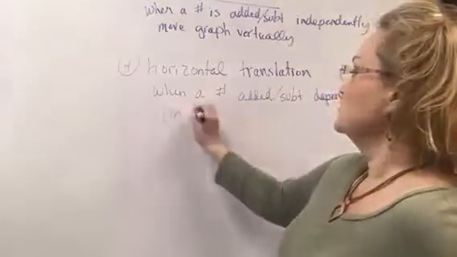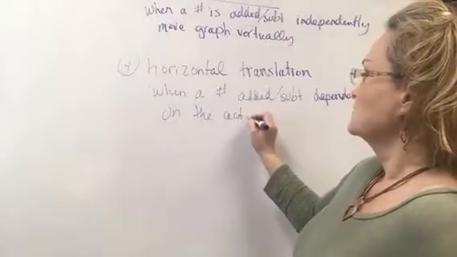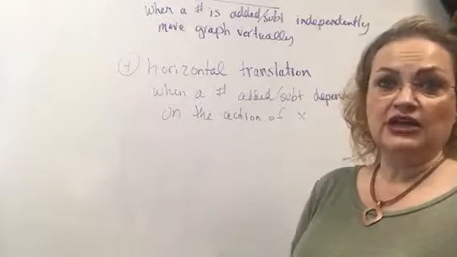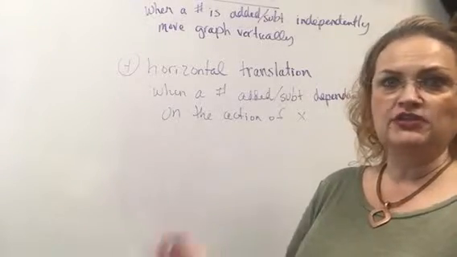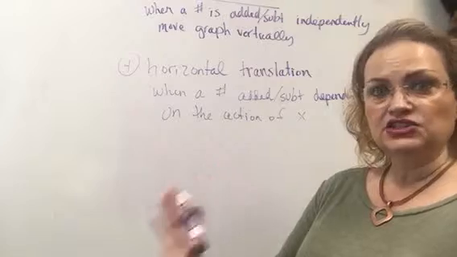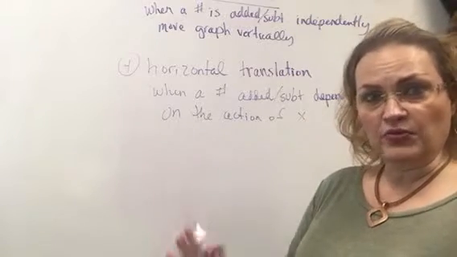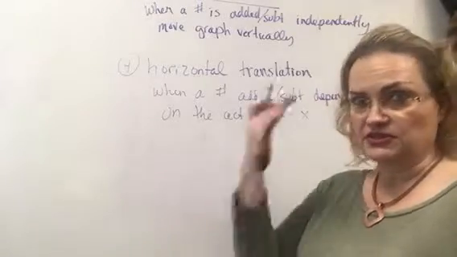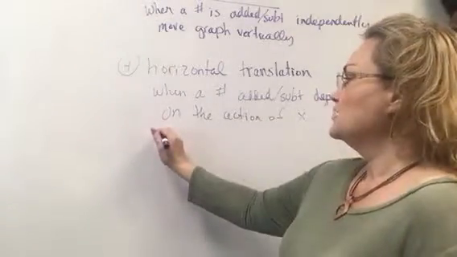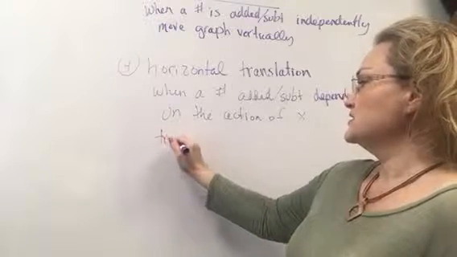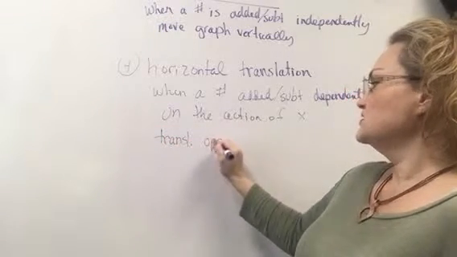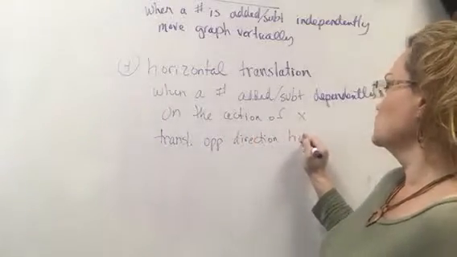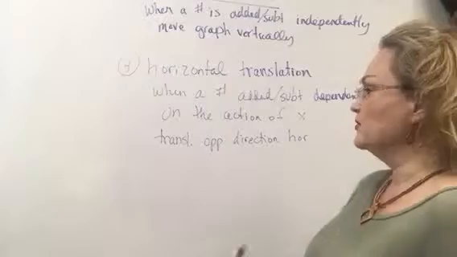So on the action of the x, so in a parenthesis, in an absolute value sign, under the radical with it, in the denominator, somehow specifically associated with the x value and that operation, that's a horizontal translation. And the thing is, you do the opposite. So it's a little extra thing to remember. You will translate it in the opposite direction horizontally. So the horizontal translation is always opposite from the sign.